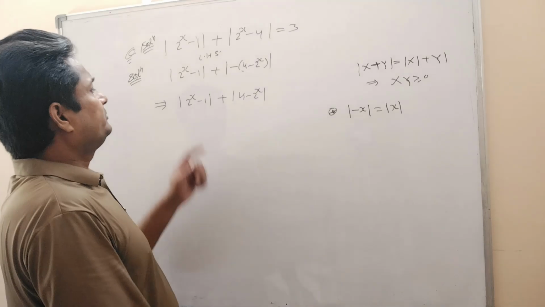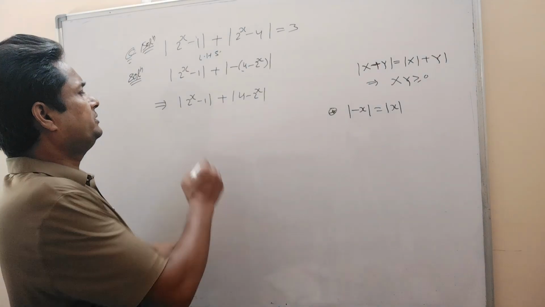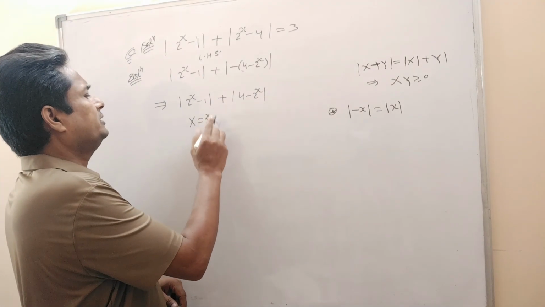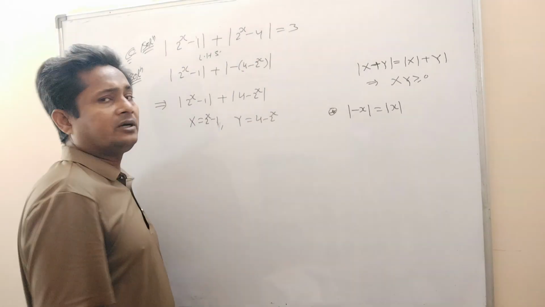Okay. Now this is mod of this, you can take capital X is equal to 2 to the power x minus 1, and capital Y you can take 4 minus 2 to the power x.